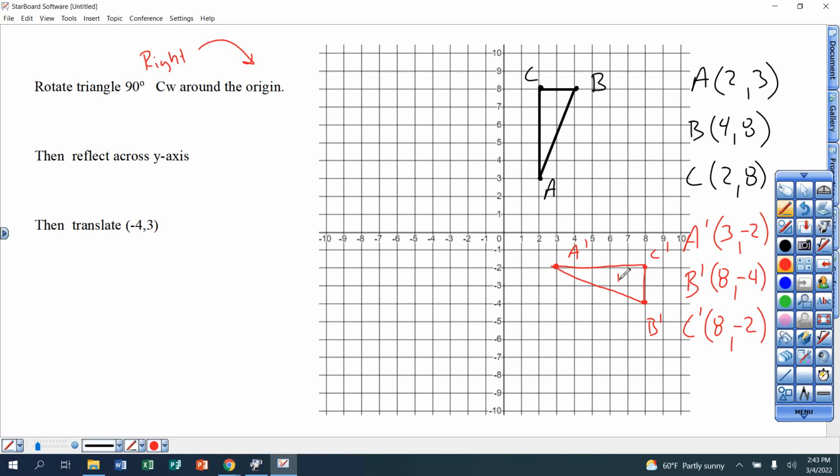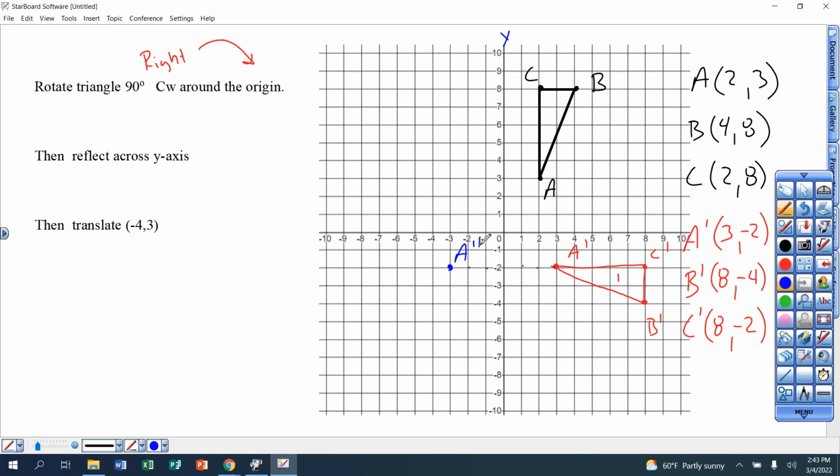The next step is to reflect that across the y-axis. Here's your y-axis right here. So you're going to go straight across this line, counting equal distance. So 1, 2, 3, 1, 2, 3. Right here is going to be A double prime after 2 moves.